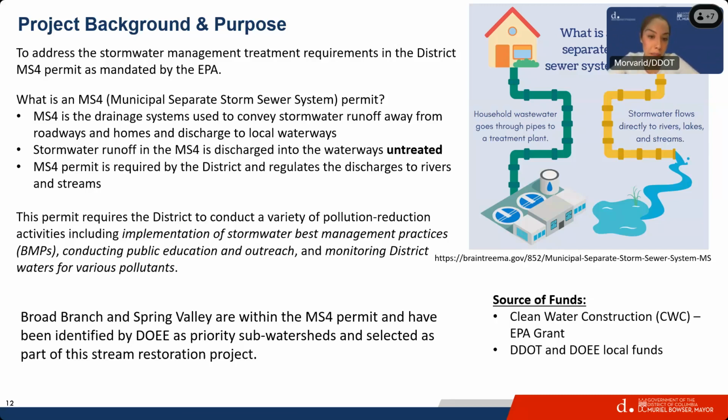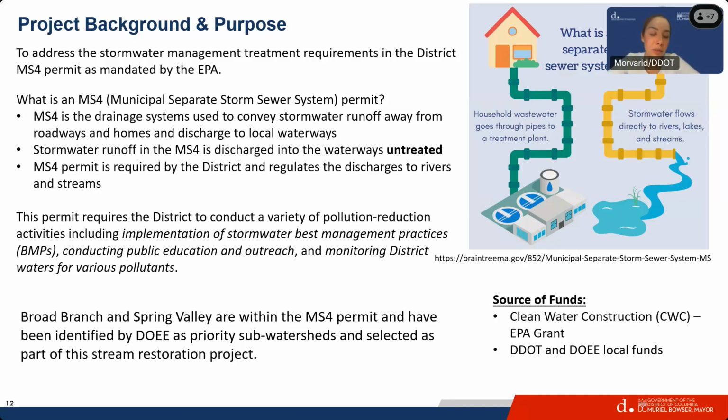I was asked so many times, what's the source of the funding? The source of all the green infrastructure projects from our team at DDOT is two sources. One is called Clean Water Construction, or CWC. It's a grant-based program, or grant fund, that comes from the Environmental Protection Agency, or EPA. That covers up to 80% of our project costs.